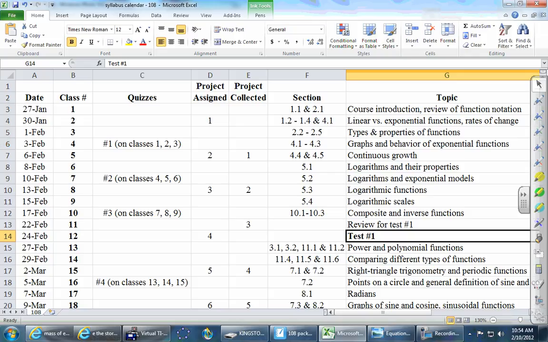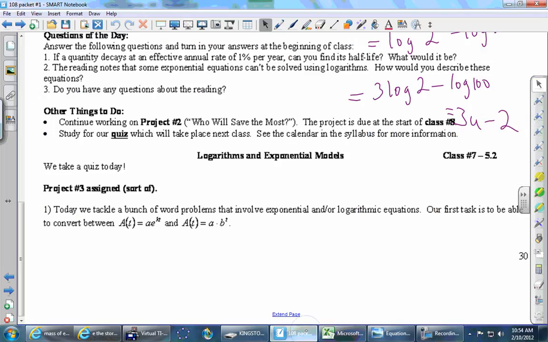Okay. So I think that's that. Let's go to page 30. And again, it says project 3 assigned, sort of, not officially, but if you want to get a jump start on it, make sure you grab a copy. And down at the bottom, we'll go to number 1. And can we start with Jacob?